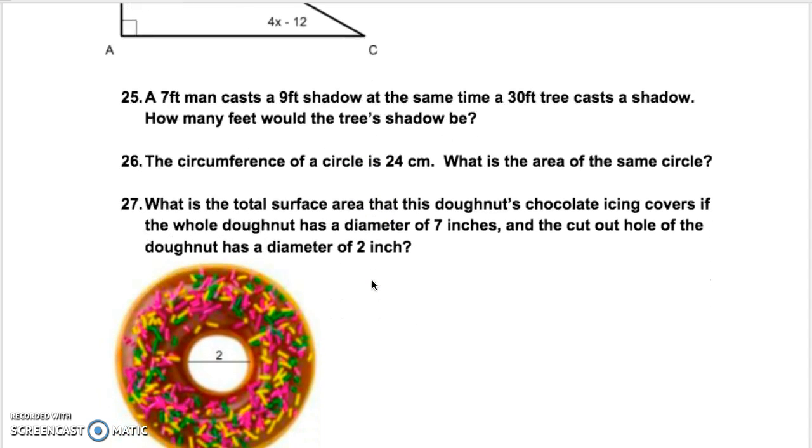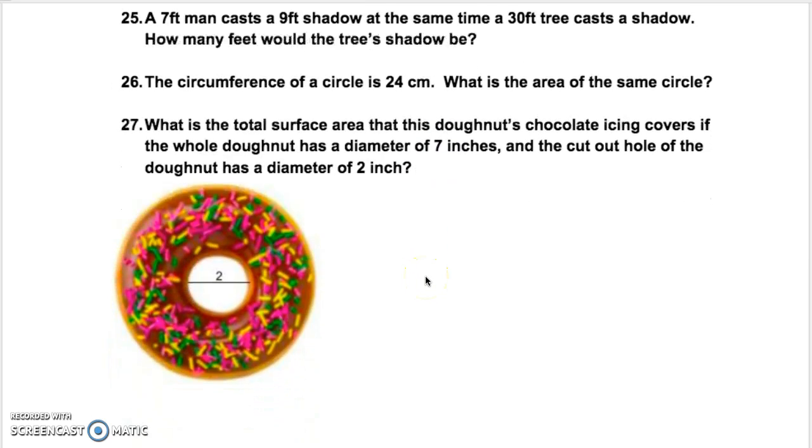Number 25, a 7-foot man cast a 9-foot shadow at the same time a 30-foot tree cast a shadow. How many feet would the tree's shadow be? Again, think proportion. Number 26, the circumference of a circle is 24 centimeters. What is the area of the same circle? These are the type of problems where we had to work backwards, if you remember.